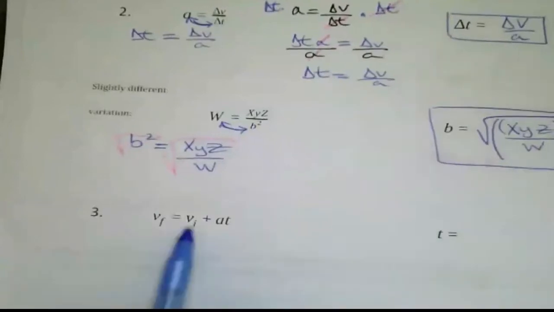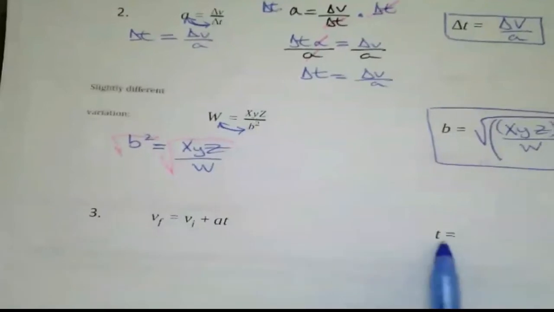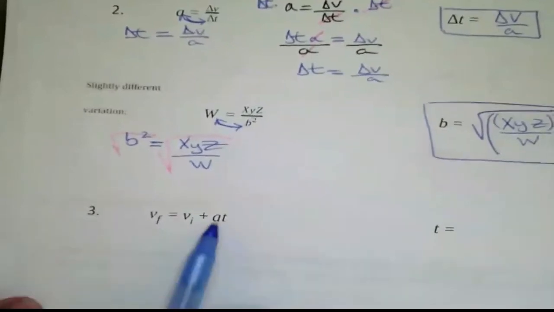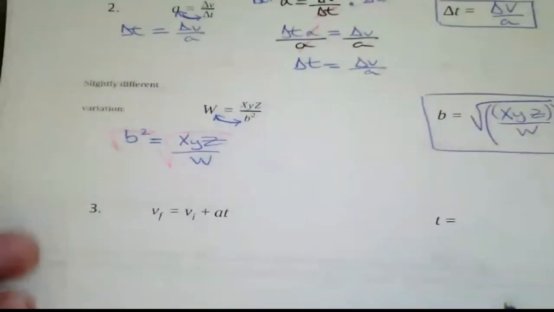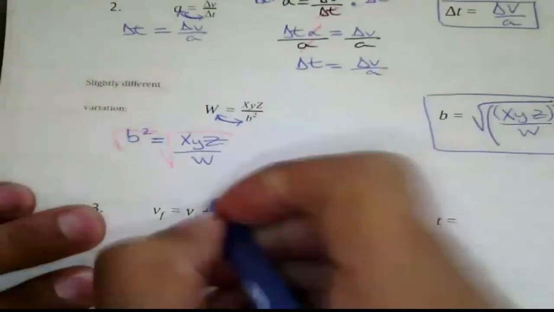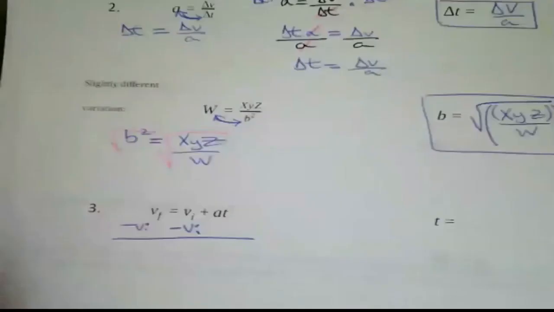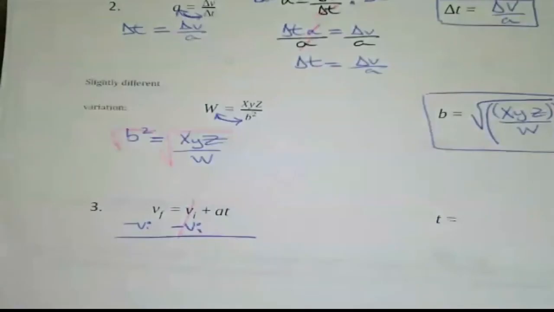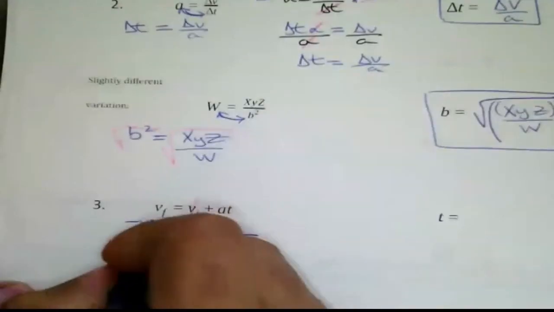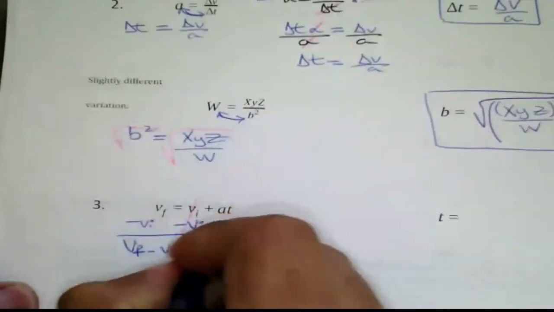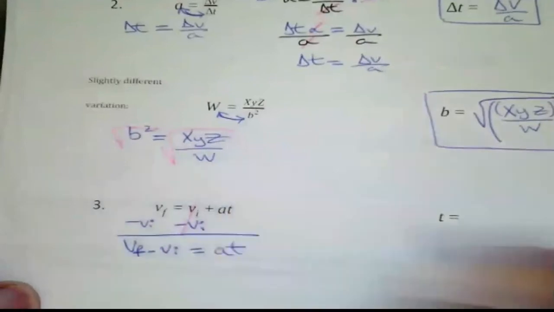So final velocity is equal to initial velocity plus acceleration times time, and we are solving for time. The common mistake is that kids want to go ahead and get rid of the A as soon as possible. Worry about that later. For right now, we've got VI plus AT. So the first thing that we can go ahead and do the opposite of is subtracting VI. So we're going to go ahead and subtract VI on both sides. These two cancel out. We rewrite it as final velocity minus initial velocity is equal to acceleration times time.